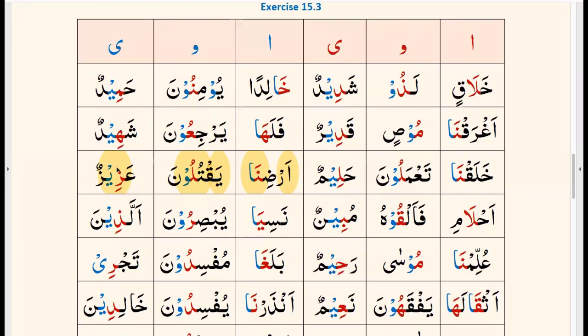So keep practicing that. Keep remembering this is a ya mad because the letter before has a kasra. This is a waw mad because the letter before has a dhamma. And this is an alif mad because it's a blank alif and the letter before has a fatha.